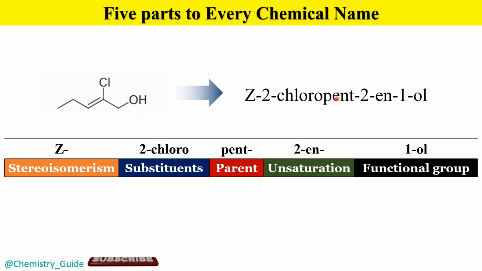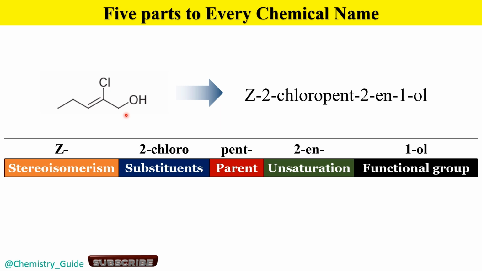So by applying the IUPAC nomenclature to the given example, it can be clearly seen that Z is the isomerism, that is, Z represents the cis isomerism. 2-chloro is the substituent at the second position with respect to the functional group alcohol. The pent represents the pentane chain, 1, 2, 3, 4, and 5. So it is a pentane chain. The fourth one is 2-en. 2-en represents the double bond at the second position, and 1-ol represents the hydroxy group at the first position.